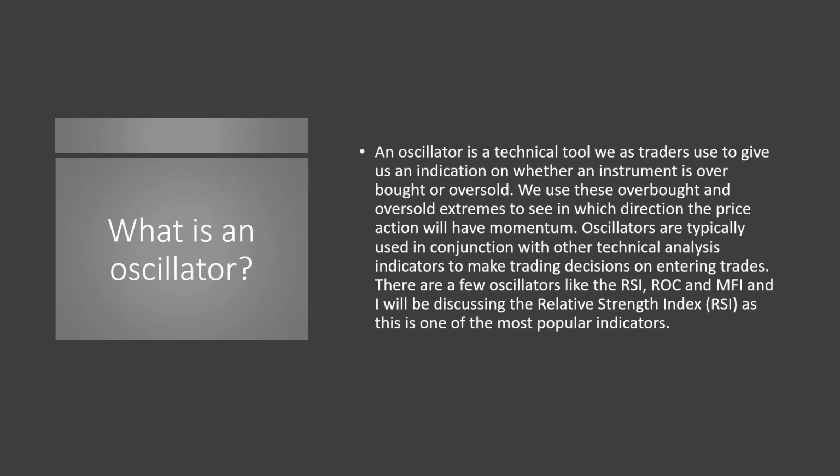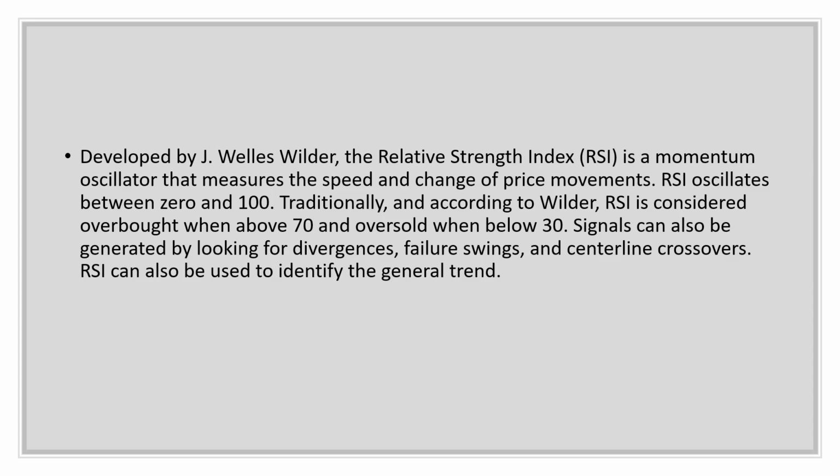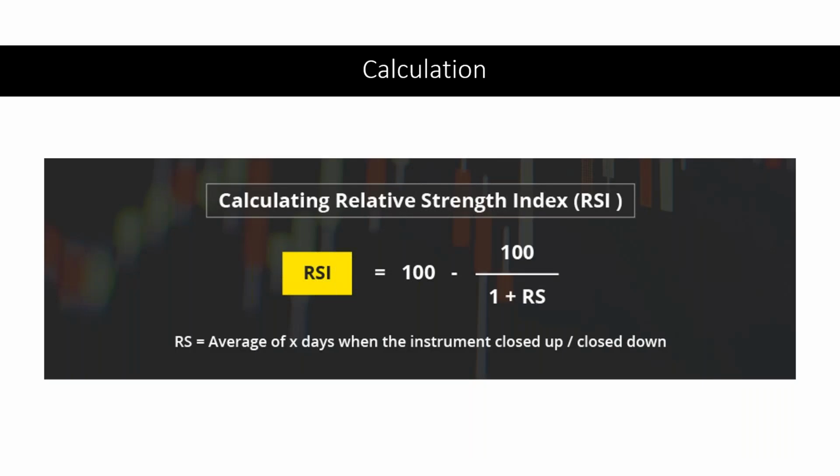Now, oscillators are typically used in conjunction with other technical analysis tools to make trading decisions on entering trades. There are a few indicators like RSI, ROC, stochastics, okay? And tonight we're going to be primarily discussing RSI, but all of these other indicators fall into this grouping of momentum oscillators. So let's go over and take a look at one of these on a live chart. So let me pop up a chart for us here.